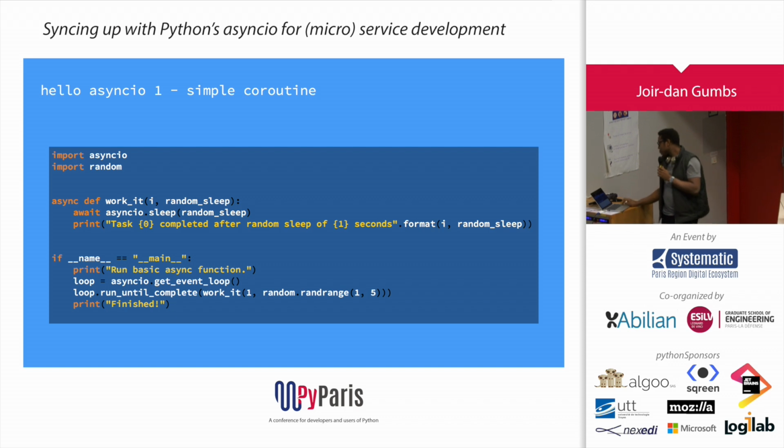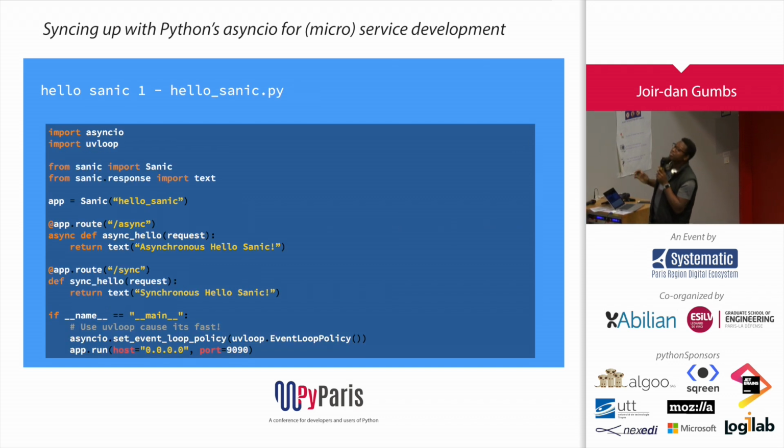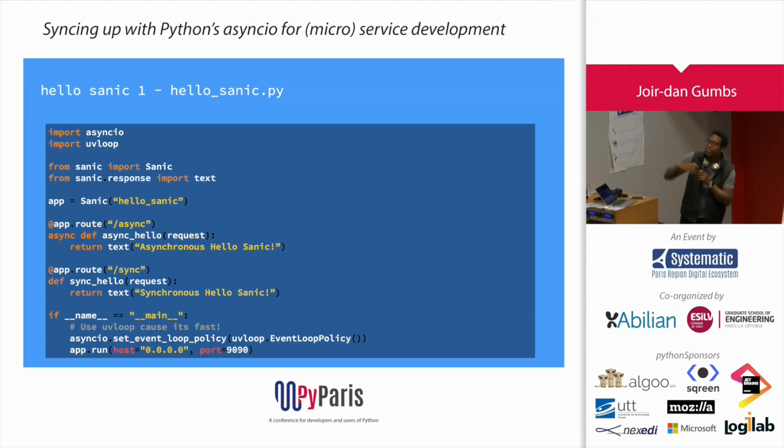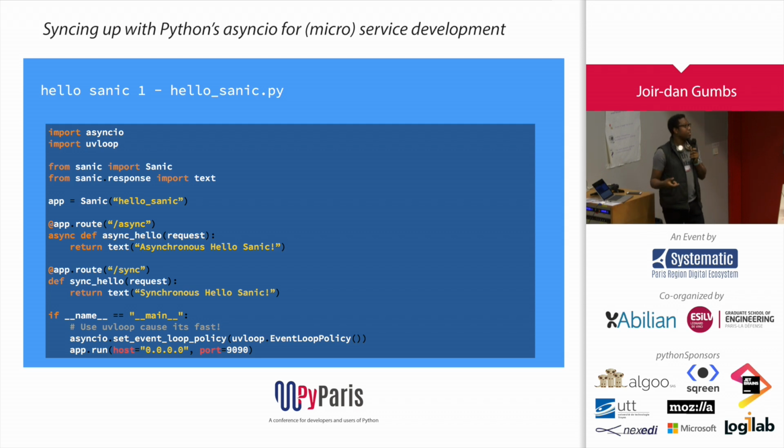Okay, awesome. And because we're talking about microservices, this is kind of like a hello Sanic, hello Sanic.py. Effectively, it's got two different endpoints, and if you're familiar with Flask, it's a very Flask-like implementation. You just set the route on top as a decorator, and then you create your functions. All I'm doing is returning text. Sanic's great in the sense that you can have asynchronous and synchronous endpoints that handle whatever code you want.